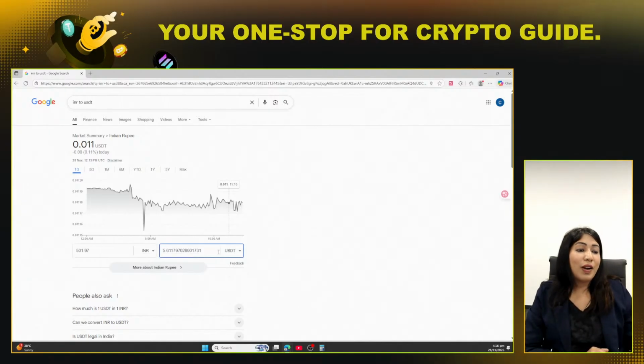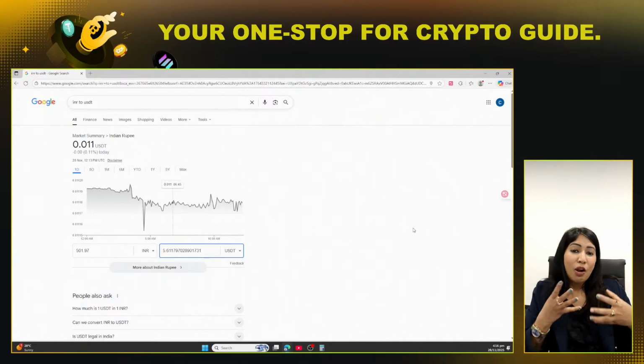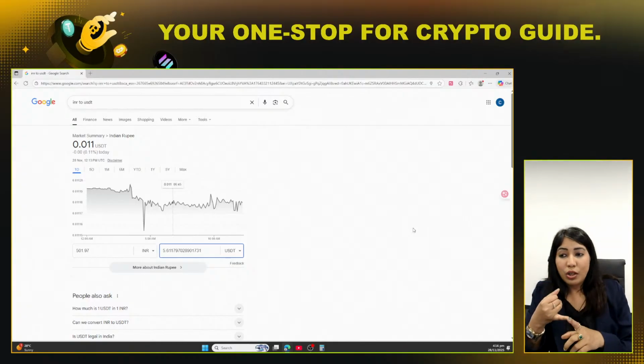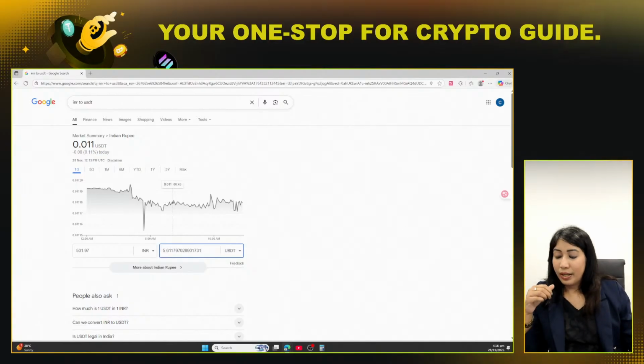$501.97. Okay, so 501.97 means on an average, if every day I'm earning 501, of course, not 30 days of your life are you going to get 500 rupees. It's not practically possible, because obviously some days you might not trade, some days you might miss out, some days you will be busy in something else, other commitments, health issues, this that, so practically it's not possible.